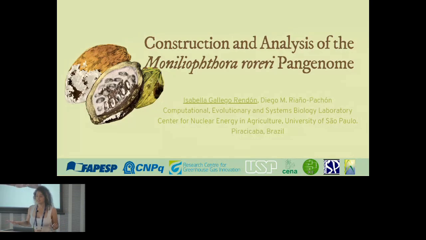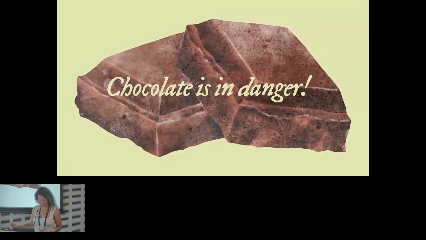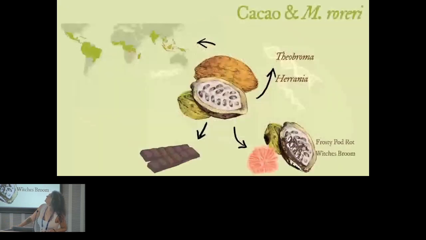So first of all, chocolate is in danger. Moniliophthora roreri is a fungus that actually attacks cacao cultivars all over the tropical strip of the world. And as you know, chocolate comes from cacao. So I really like to use this to kind of capture your attention. I hope I did. Basically, as I said, it's mainly in the tropical side of the world.